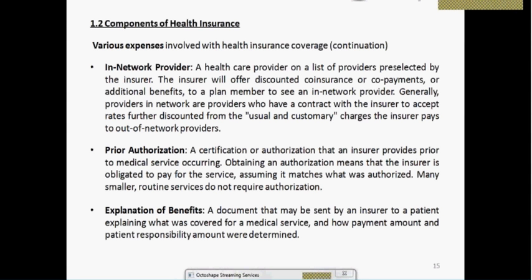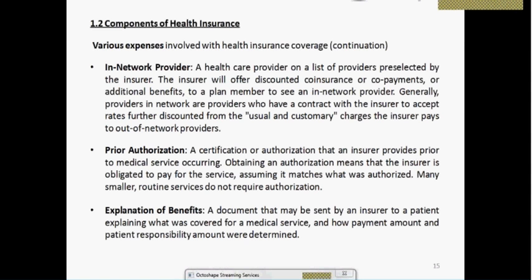Then there's something called prior authorization. For example, you see your own physician, say he's your pediatrician, and you have identified him as a PCP, a primary care physician. But due to some reason, your child needs some special services and you need to see some other doctor. In that case, if you don't have a prior authorization from the insurance company, then your cost is not paid.